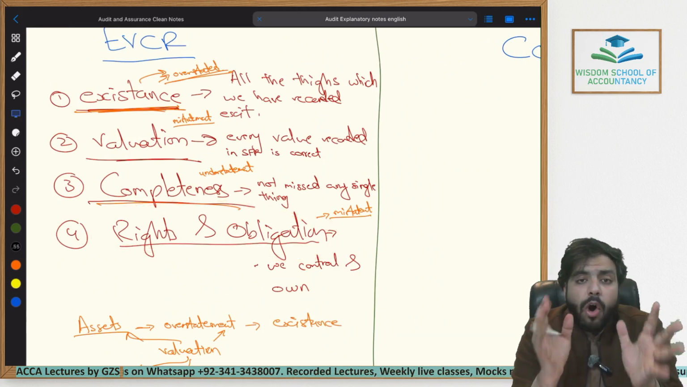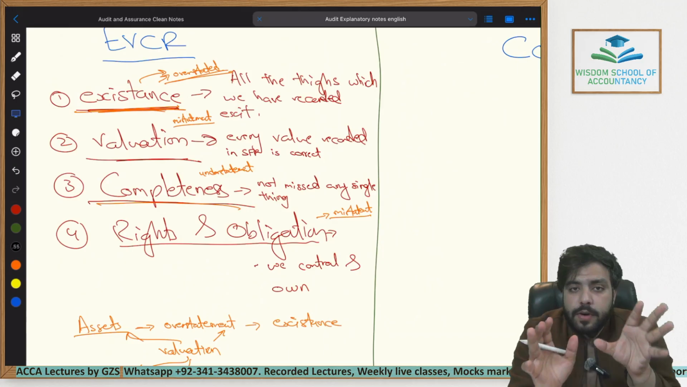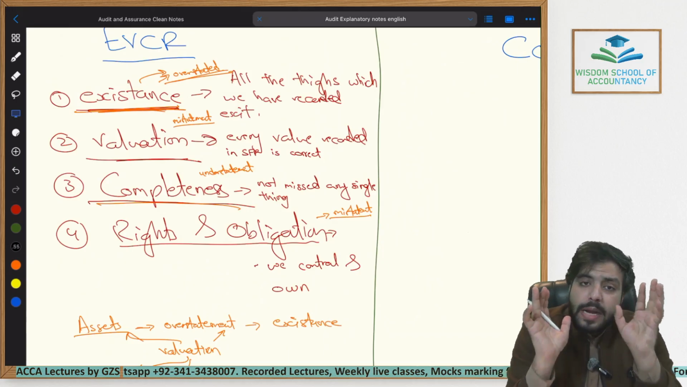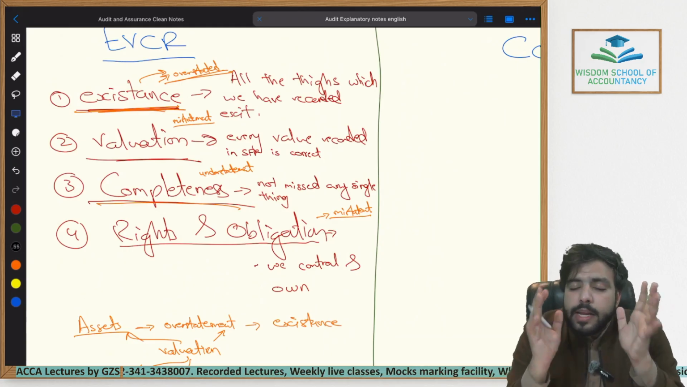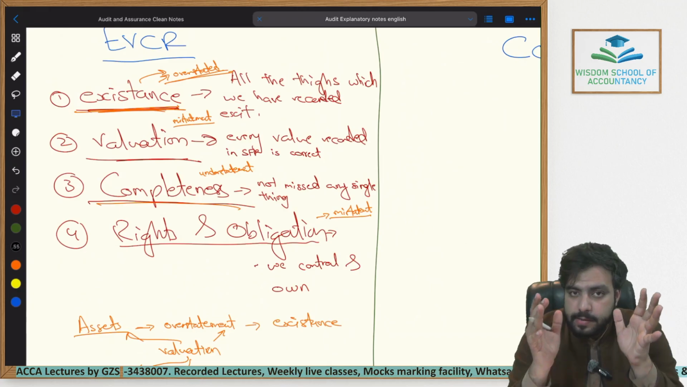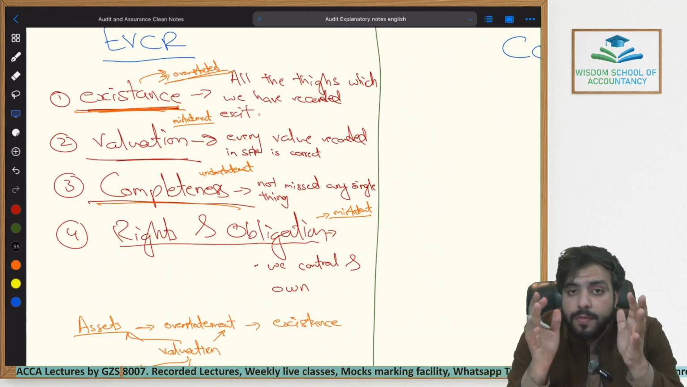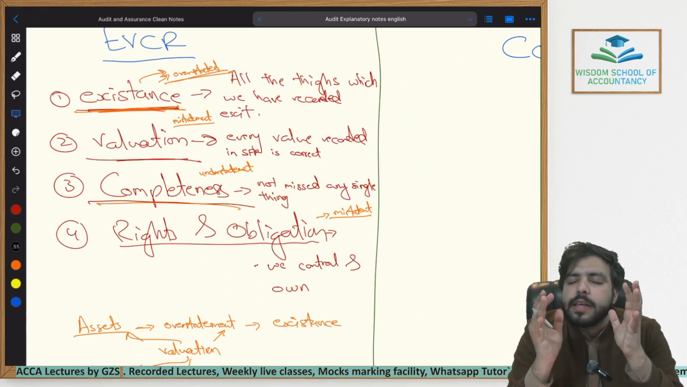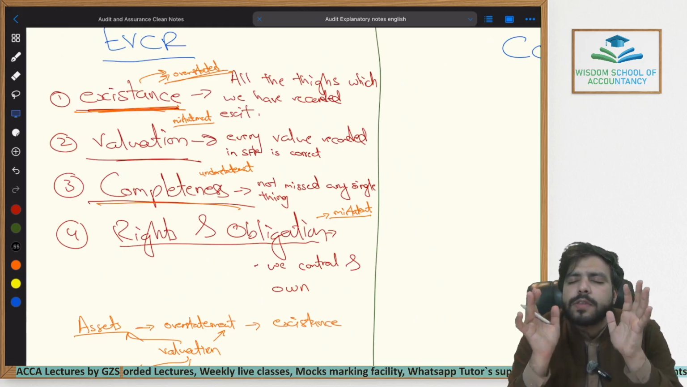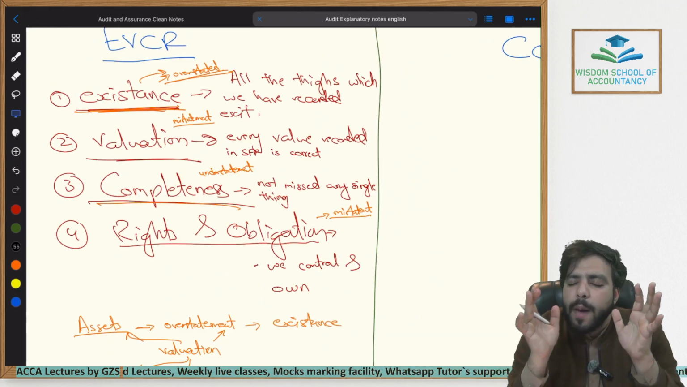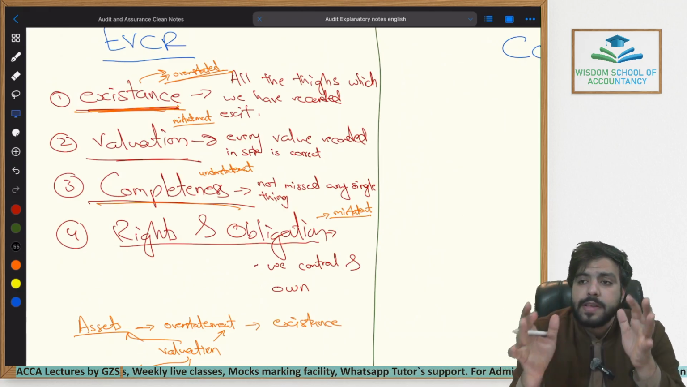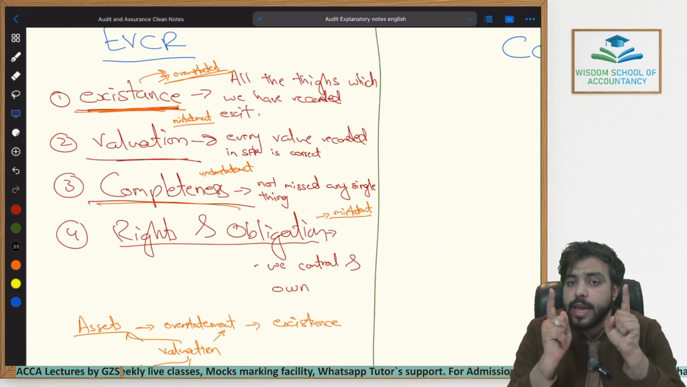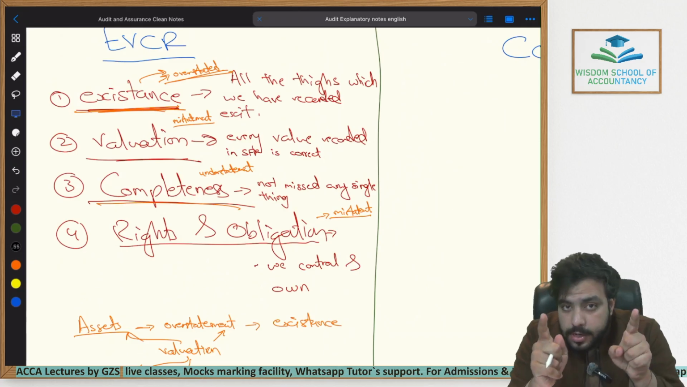Now, from now onwards, whenever you hear from the mouth of the management within your practical life as well, the words that the financial position which we have prepared is correct, there is no issue in it, it always means that the management is saying that the EVCR of the statement of financial position is appropriate. E stands for existence, which means that every single asset that we have recorded actually exists. We have not over recorded these assets.